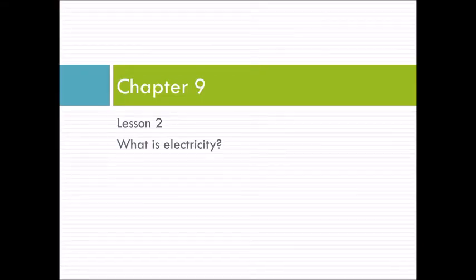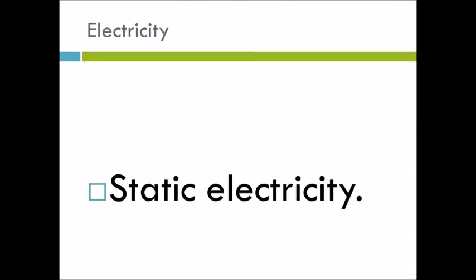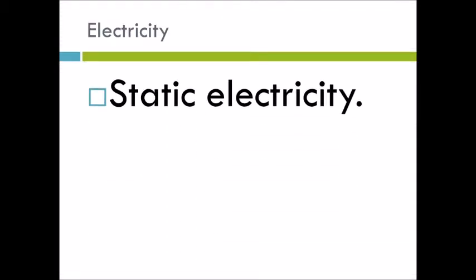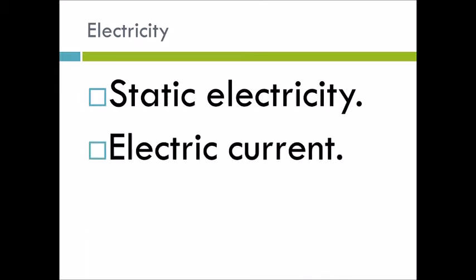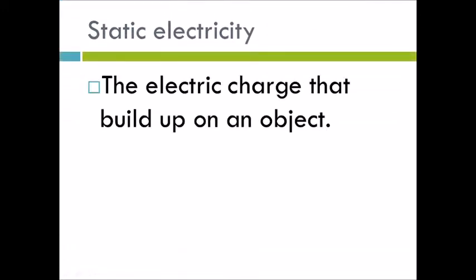What is electricity? Electricity has two types, static electricity and electric current. Let's start with static electricity. What is static electricity? Static electricity is the electric charge that built up on an object.